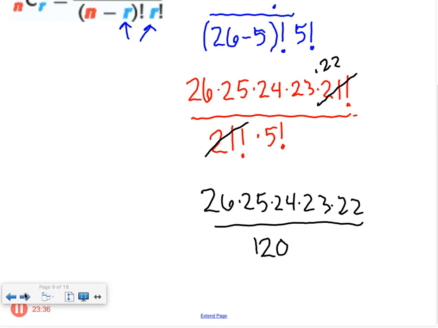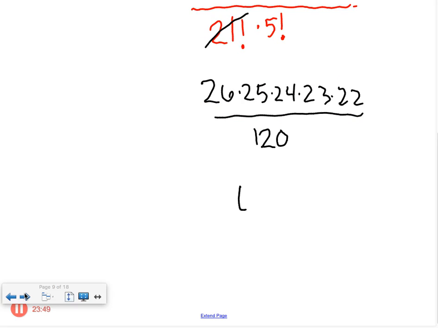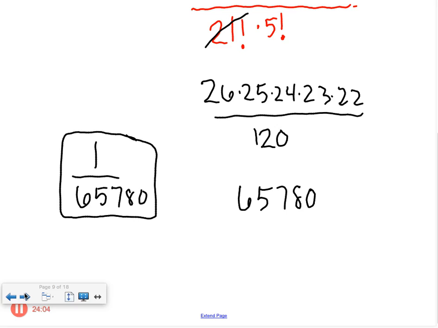Okay, what did you guys get for your final answer? 65,780. Yeah, that's what I got. 65,780. If the top one gives 5 factorial, that's what 5 factorial is, because I think you guys are getting confused. 5 times 4 times 3 times 2 times 1 equals 120.